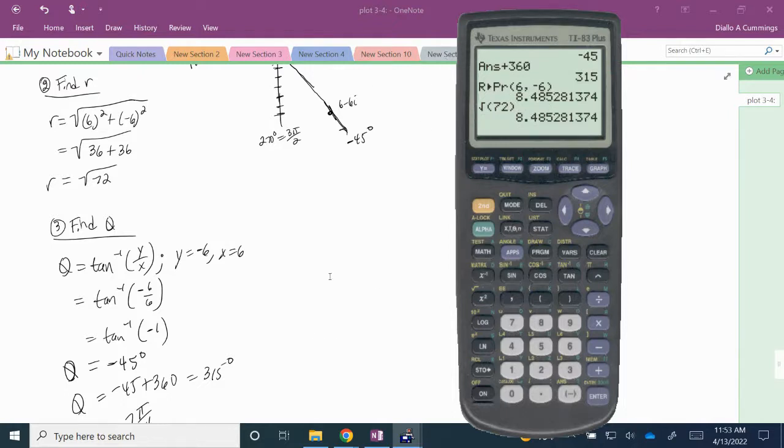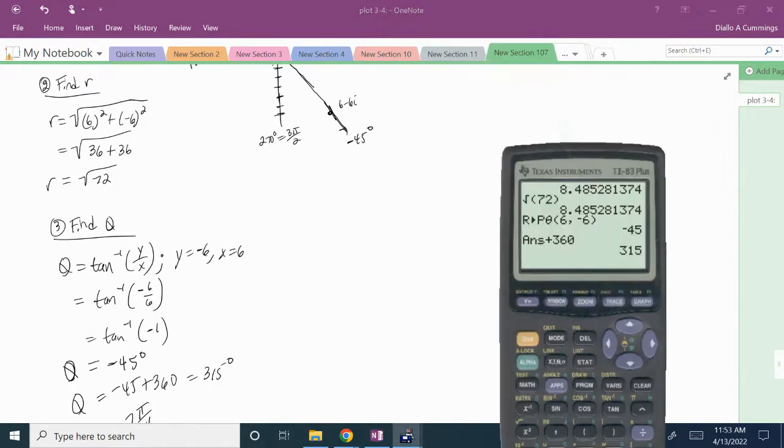Now I'm going to find the angle measure. So I'm going to go back into angle and use the 6 function. I'm going to put in 6 comma -6. I get -45 degrees. Here again, I'm going to add 360, and I have 315 degrees.